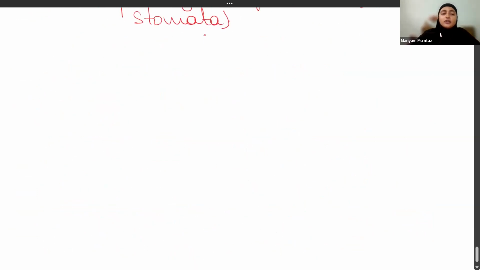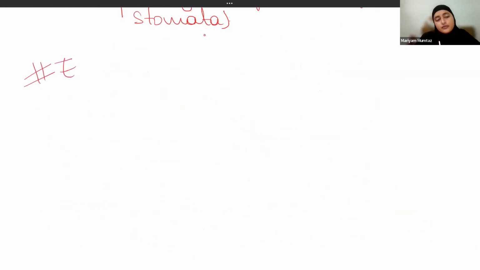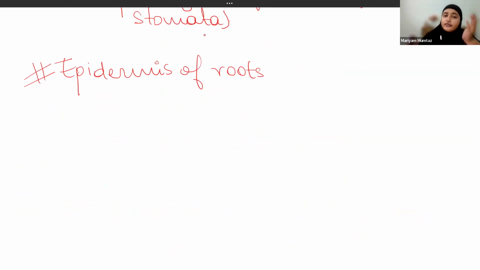Now let us talk about the epidermis of roots. Since I told you that epidermis is everywhere in the plant body, and it is forming the outermost outline of the plant body, it is there in the roots also. So the function of the epidermis of the root is to absorb water. Since roots are there in the soil, from the soil it absorbs water for the plant. So the epidermis helps the root to absorb the water. Okay, is it clear?